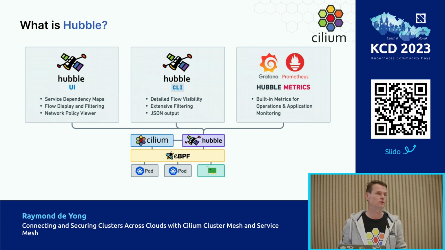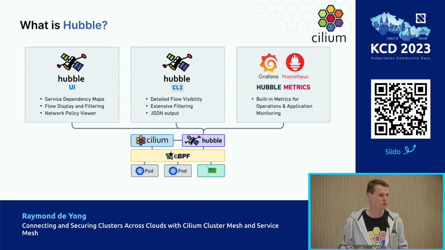And Hubble consists of 3 parts. A Hubble UI, which provides a service map, a namespace view of the workload you're running, the traffic it's generating, the protocols it's using, which I will show in a minute. A CLI for advanced labeling, troubleshooting, filtering, capabilities for exporting that data as well.